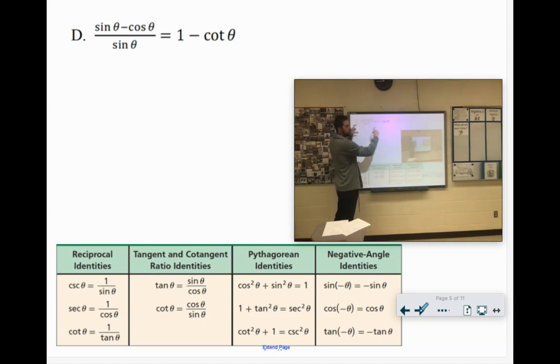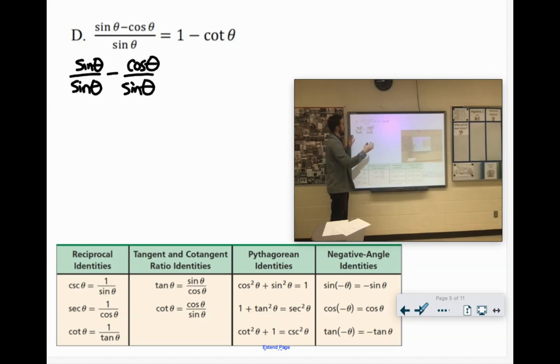But what we can do is split this fraction. We can make it sine of theta over sine of theta minus the cosine of theta over sine of theta. If you would have had this earlier in the year, I would have said, oh, just mush it together and make it one fraction. But we're going to split it now, because this part on the left, we can simplify. Sine of theta over the sine of theta is equal to 1, right? It's the same thing in the numerator and denominator.